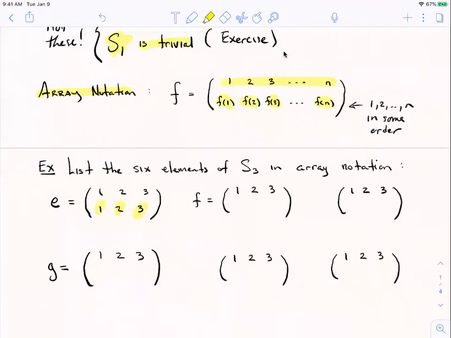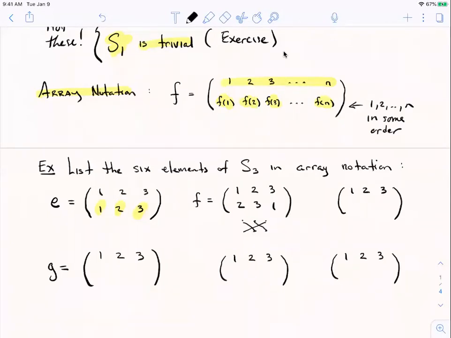I'm going to try to use some consistent notation with what we did in the past. So I'm going to write down this element that I've called F. F is the permutation that sends 1 to 2, it sends 2 to 3, and it sends 3 to 1. So I can write that down in array notation like that. I used to draw this in dot notation: 1 goes to 2, 2 goes to 3, 3 goes to 1. The array notation is just an alternative to that where you're labeling everything. Same idea.